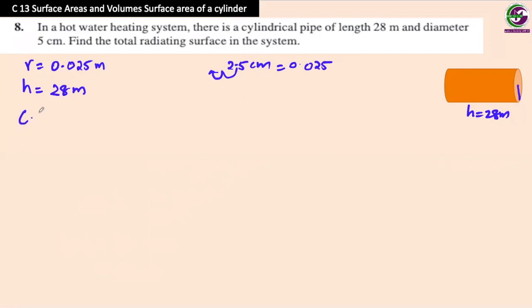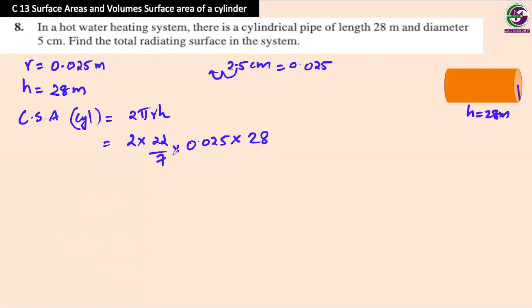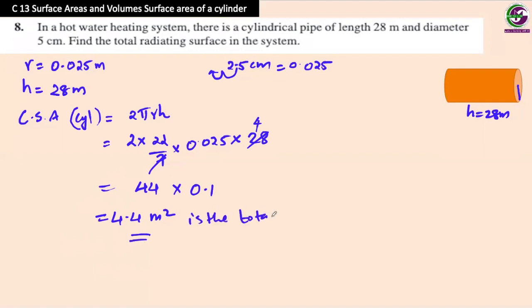And radiation is coming from the curved surface area of this cylindrical object, which is 2 pi rh. So let us find out what is the curved surface area. Radius 0.025 times 28, which is 44 times 0.1 because 25 times 4 is 100, which is equal to 4.4 meter square. Easy question, right? This is the total radiating surface of this system.